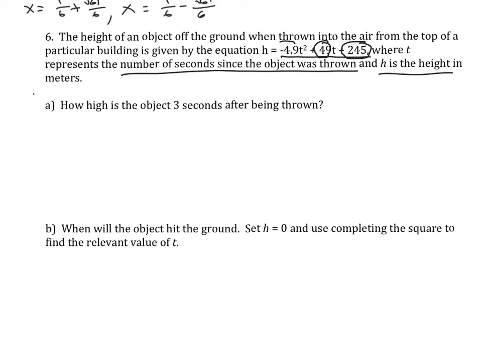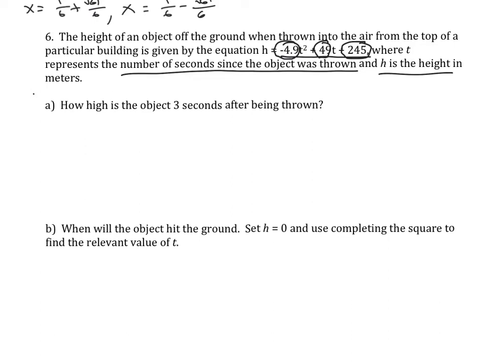The negative 4.9 is basically a result of the gravitational constant here on planet Earth, because this term represents the force of gravity, which is pulling the object to Earth, and the negative 4.9 would be a coefficient that would vary depending on what planet you are on. On planet Earth, it's negative 4.9.